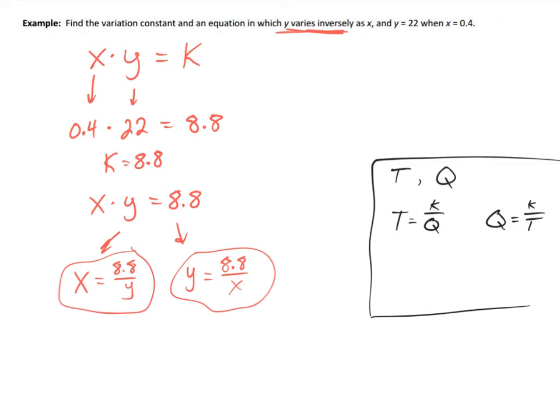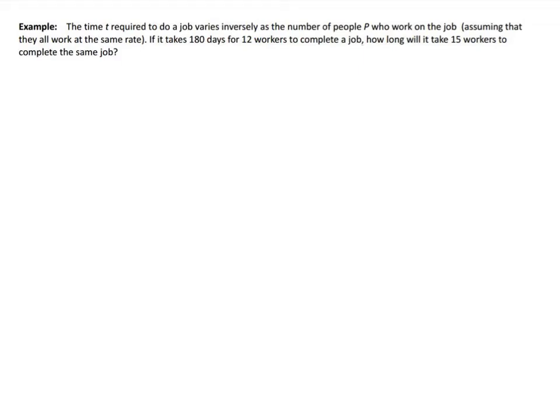Let's look at one more example that incorporates a little bit more concrete information as opposed to an abstract problem. Here we are told the time required to do a job varies inversely as the number of people, p, who work on the job. So I'm going to mark these. These are my variables. I have t as time, and it looks like time is going to be in days, so t is time in days. And I see p is people, so p is the number of people. I'm just writing that down before I continue.